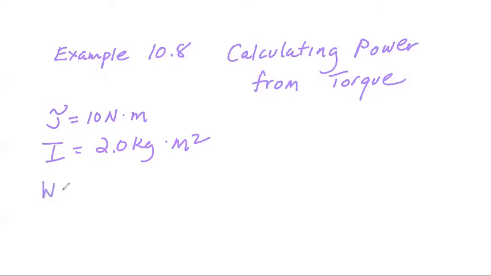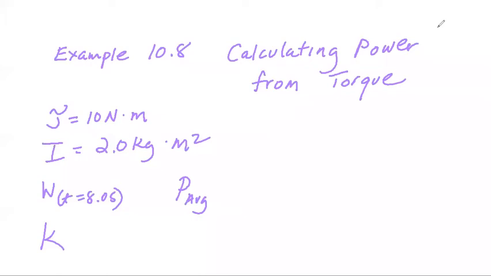So work at t equals 8.0 seconds, the grindstone's kinetic energy K at this time, and what average power is delivered by the motor? So we need to find those three values: the work at t equals 8.0 seconds, the kinetic energy at that time, and the average power delivered by the motor. Let's begin.